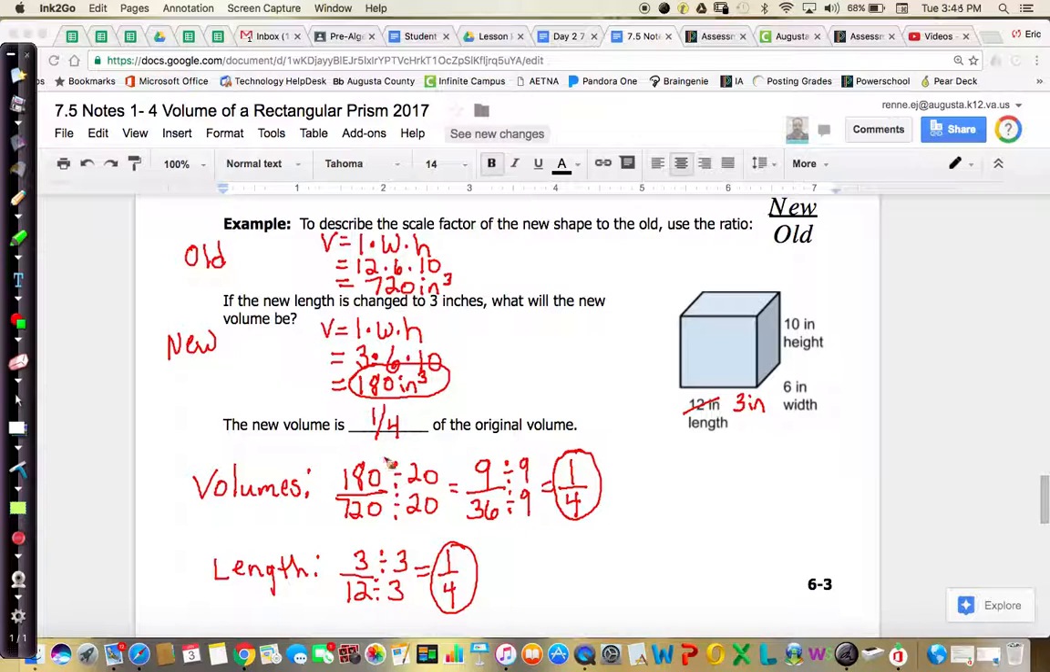And if we only change one attribute, which we did, the length was changed from 12 to 3, then we know that the scale factor of the length is the same scale factor as the volume. So that's why we can use the volumes to find the scale factor, or we can use the lengths to find the scale factor. Now this is only going to work if we are changing one attribute. And that means you can either change the length, the width, or the height.